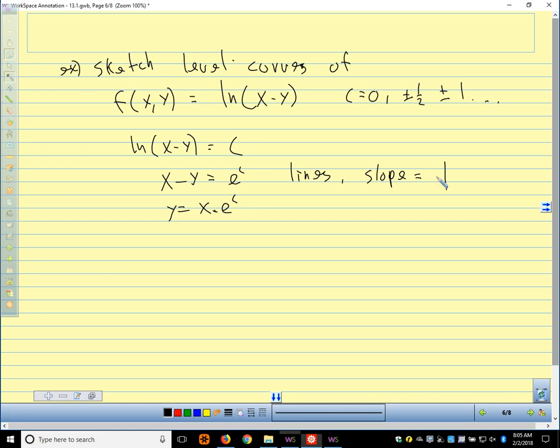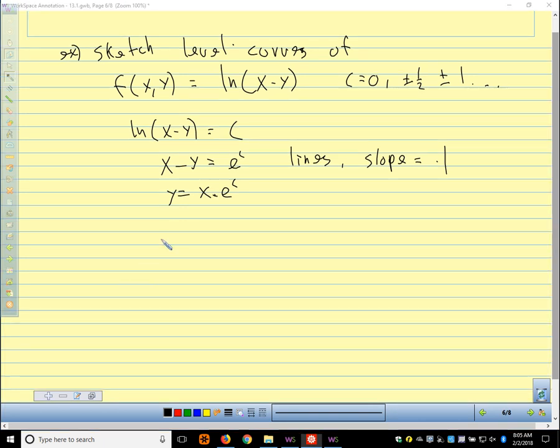So we don't end up with an undefined argument. x cannot equal y, so we can't have them along the line y equals x. We can't have a negative argument, right? y can't be greater than x, so y is less than x. So we end up with these lines.